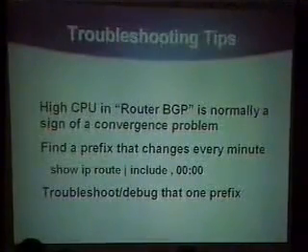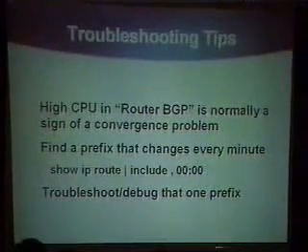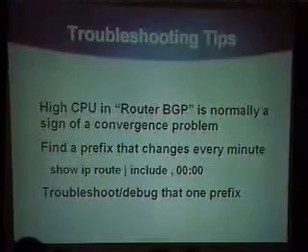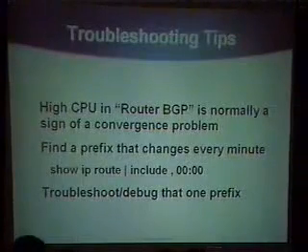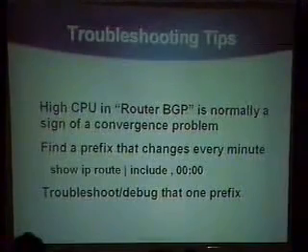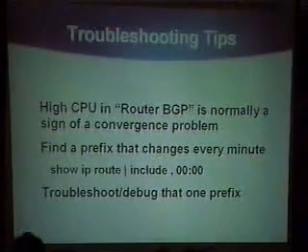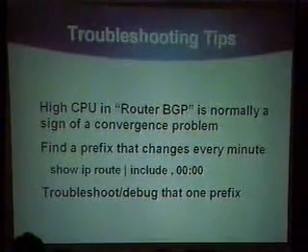Troubleshooting tips. High CPU in BGP is normally a sign of a convergence problem. So you need to try and find prefixes that are changing frequently and find out why you have this issue. Have a look at that prefix, track it through your network, and try to find out what's wrong. More often than not, it's because a next hop is unstable or a next hop isn't in the IGP. Those are really the two areas where most of the problems will occur.